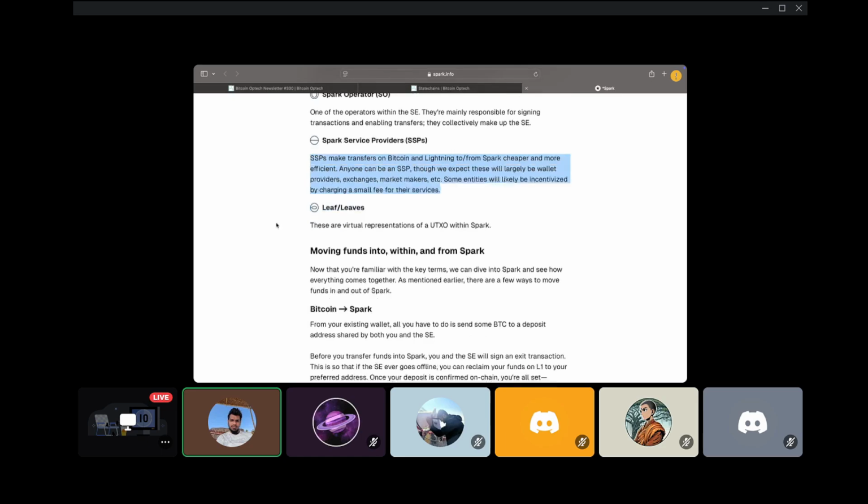Leaf or leaves: these are virtual representations of a UTXO within a Spark. So a UTXO is represented by a term which is known as a leaf or leaves.